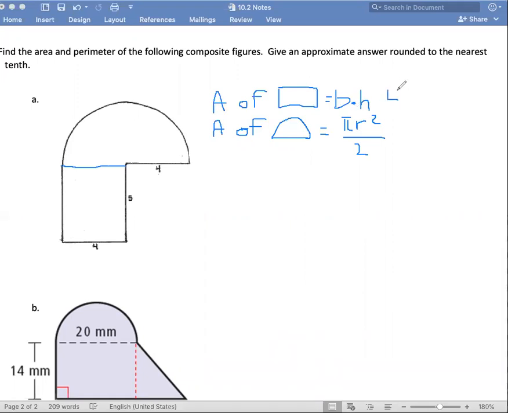So the base is 4 and the height is 5. Therefore, the area of just the rectangle is 20.